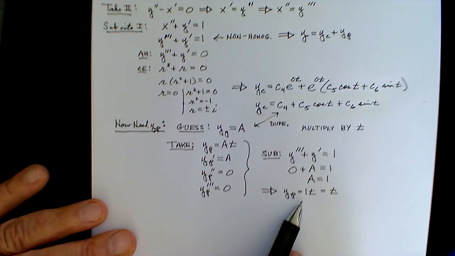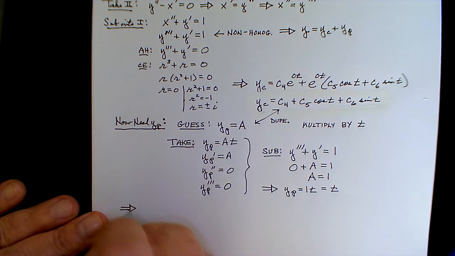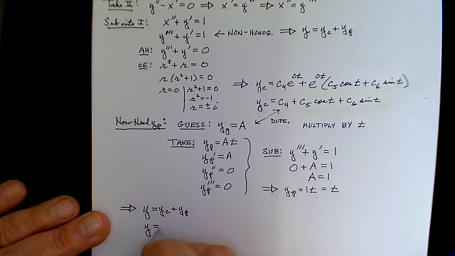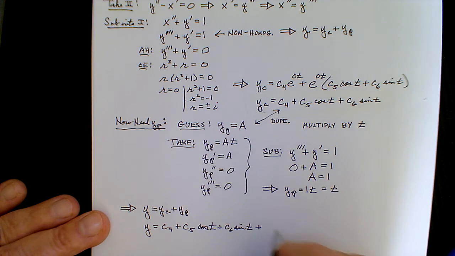So 1t or t. Okay, so now we could say that y is y sub c plus y sub p, and that would be y sub c, that's up here, C4 plus C5 cosine t plus C6 sine of t, and then plus y sub p, which was just simply t.